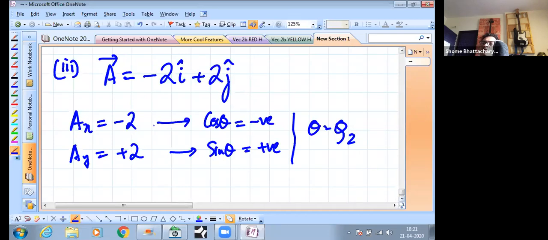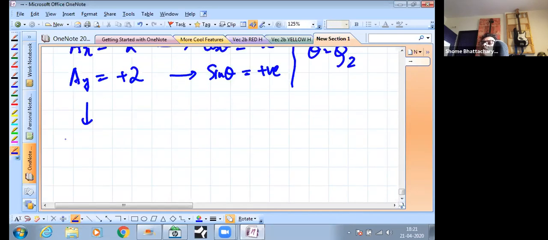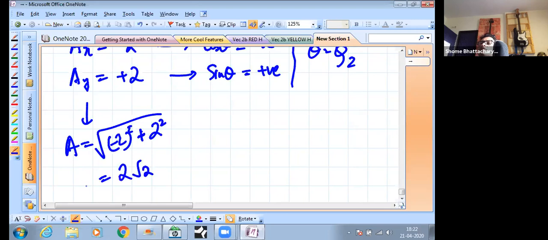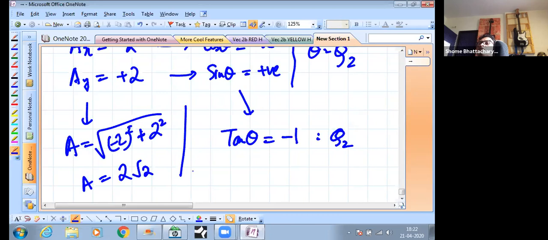Also, you can just draw the vector. So anyway, if you use the formula, the magnitude of A is the square root of Ax, that is minus 2 squared, plus Ay squared. So it is becoming 2 root 2. That is the magnitude of the vector. And if I use this now, you can see that tan theta is equal to Ay by Ax, which will come out to be minus 1. In which quadrant? In second quadrant. So for second quadrant, the formula we'll use is that tan theta is minus of tan 180 minus theta, which is minus 1.